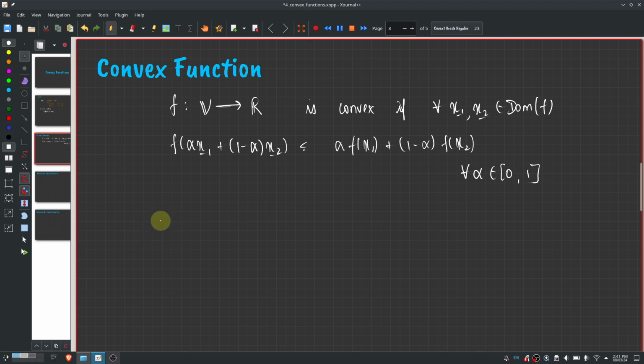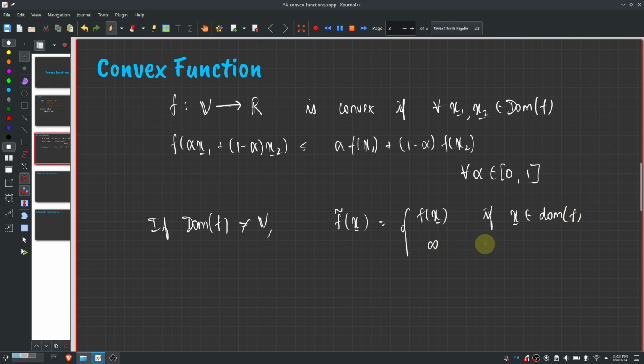Okay, now suppose that the domain is in fact not equal to V, right? So we can define this new function f tilde of x. Let us define this to be equal to, for all points in the domain, exactly f of x. And it's equal to plus infinity otherwise.